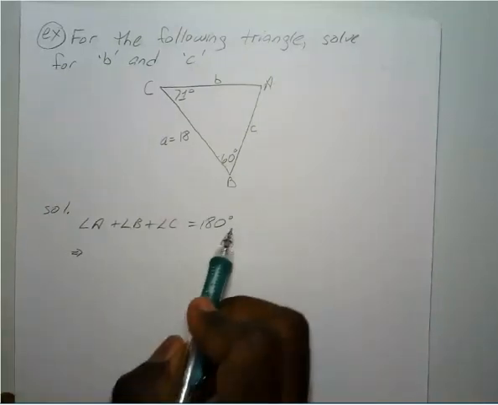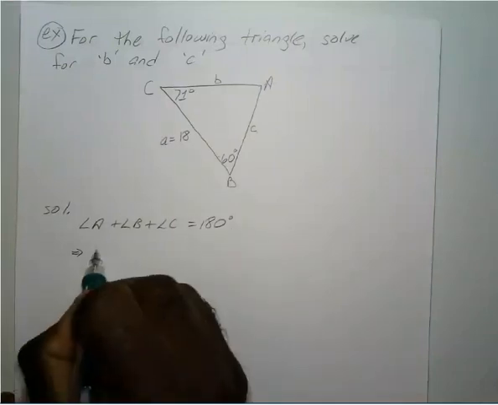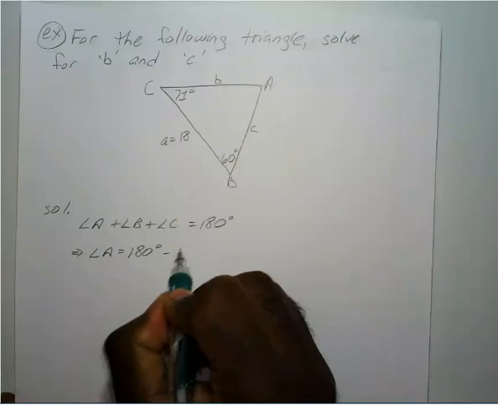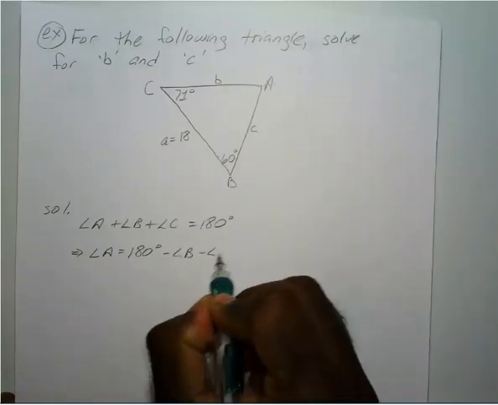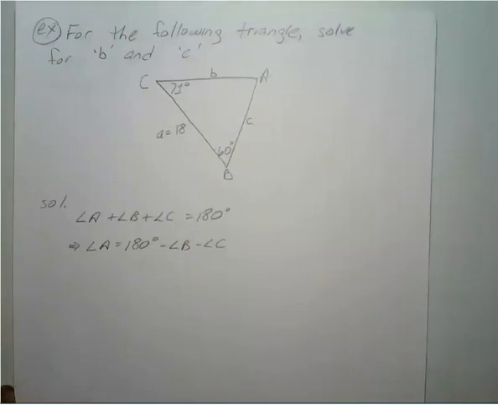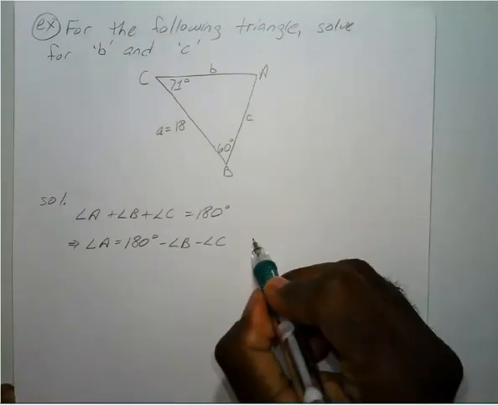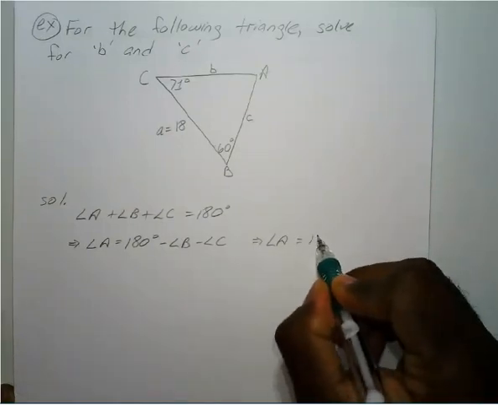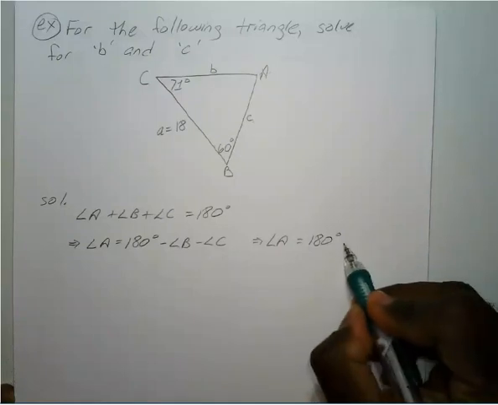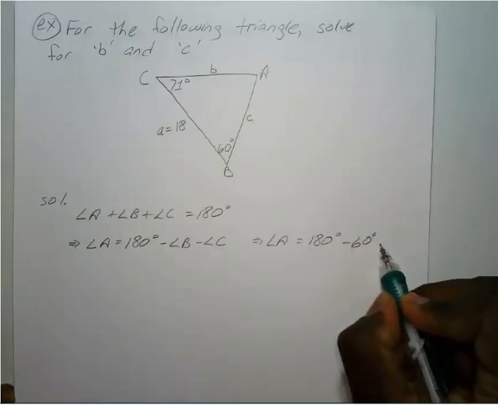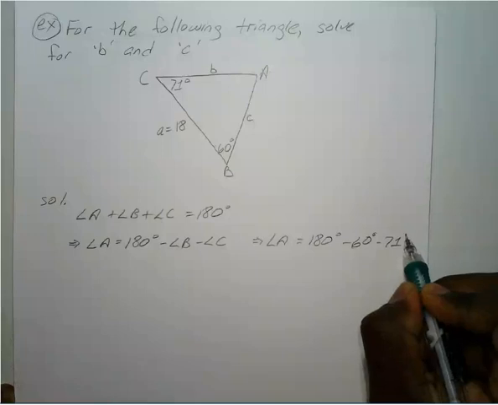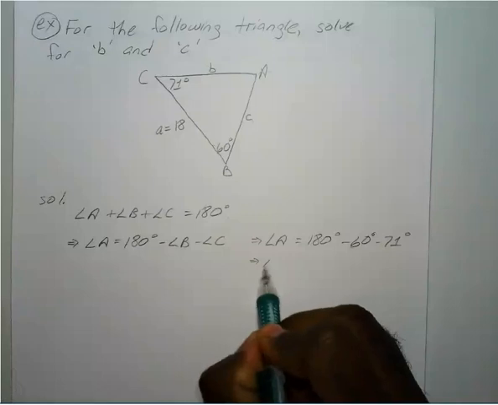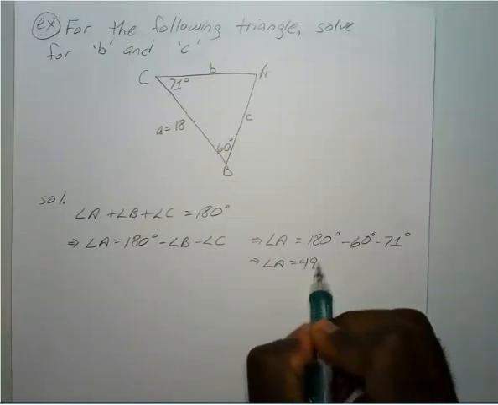So if we subtract angle B and angle C from both sides, we know that angle A is going to equal 180 degrees minus angle B minus angle C. So that means that angle A is going to equal 180 degrees minus 60 degrees minus 71 degrees. Or that angle A is equal to 49 degrees.